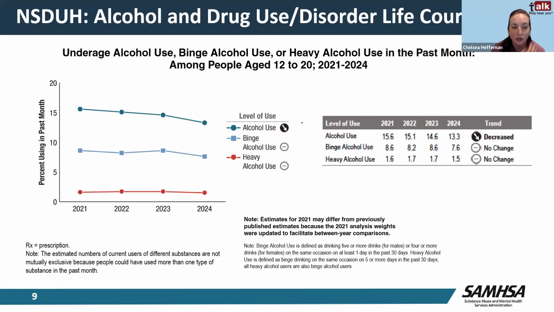And here you'll see underage drinking, binge alcohol use, or heavy alcohol use in the past month for people aged 12 to 20. And while we see that alcohol use has decreased, binge and heavy alcohol use still had no change. The underage alcohol use didn't decrease by too much, but still, prevention works, and we need that. It's just reinforcement that we need to keep doing what we're doing.